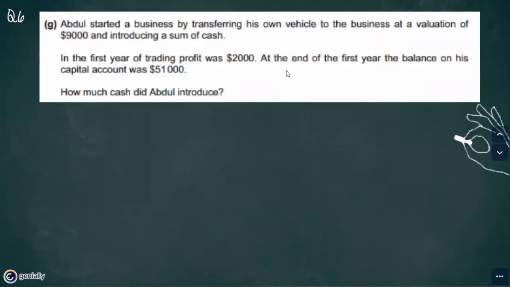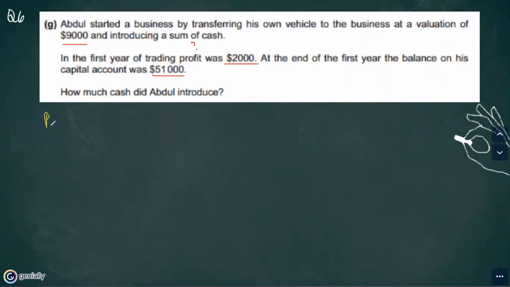Let's have a look. Abdullah started a business by transferring his own vehicle to the business at a valuation of 9,000 and some sum of cash. So we have a business that starts with 9,000 and some sum of cash, which we don't know. Profit was 2,000. At the end of the first year, the balance of capital was 51,000. So how much did he have in the beginning?